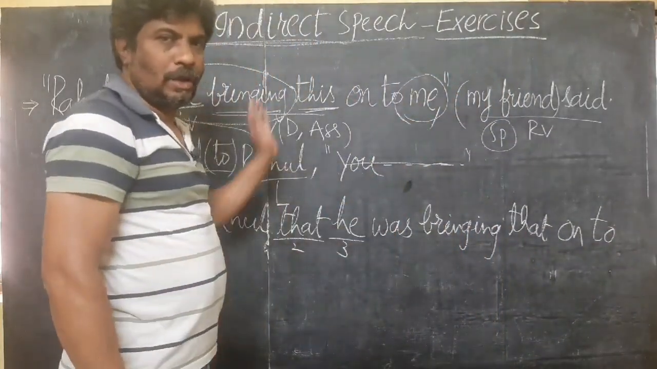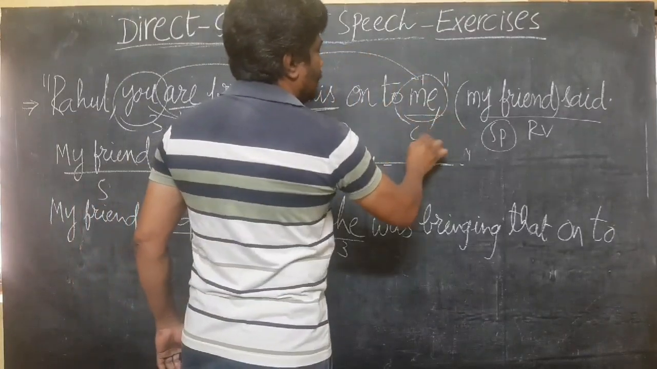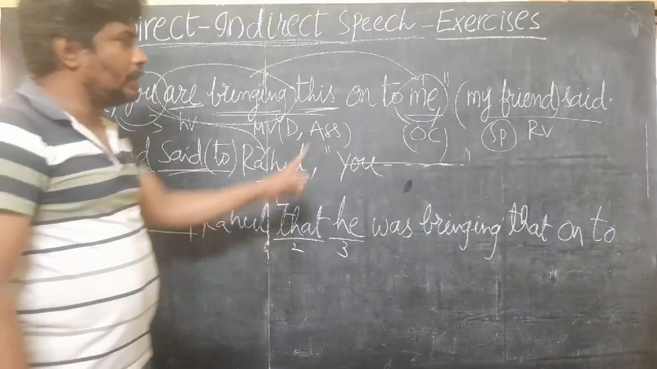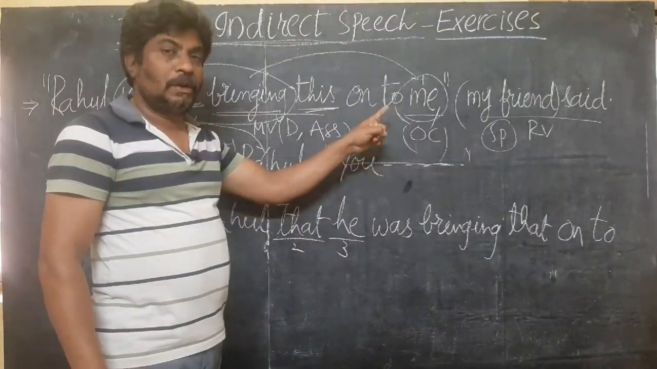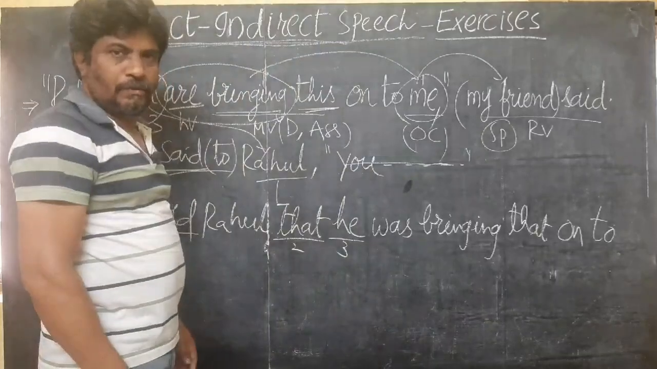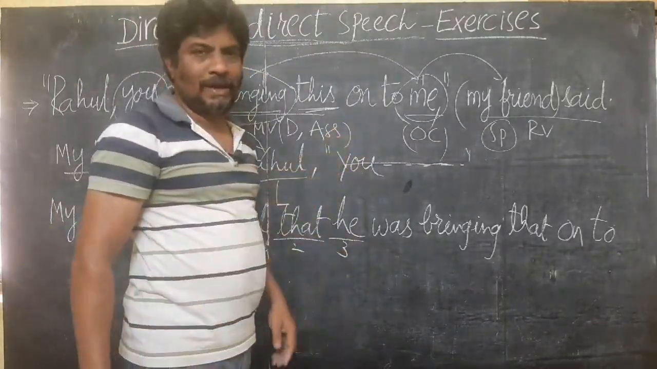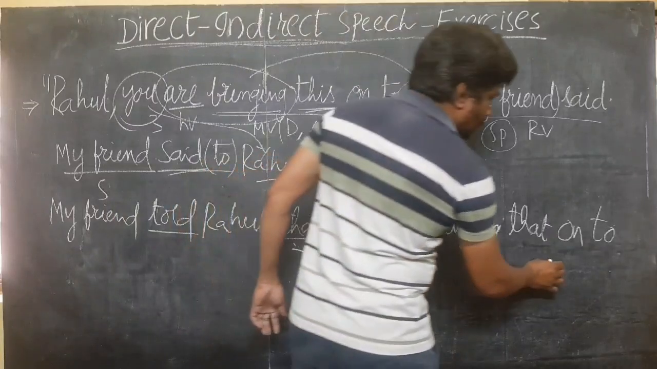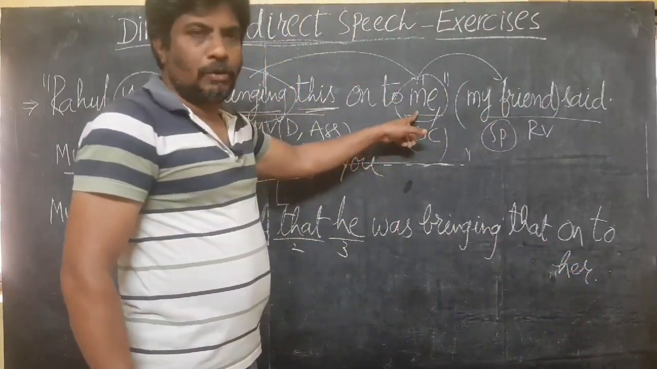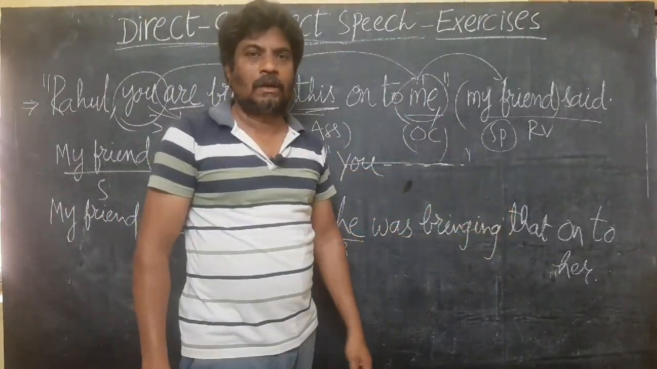Objective case pronoun on the right of the verb. Right, this is the verb, and on the right side of the verb is the objective case of the pronoun. Who is this me? Who does this me refer to? My friend. It could be male or female. I took it to be female, so me changes to her. If you take it to be male, you can write him.